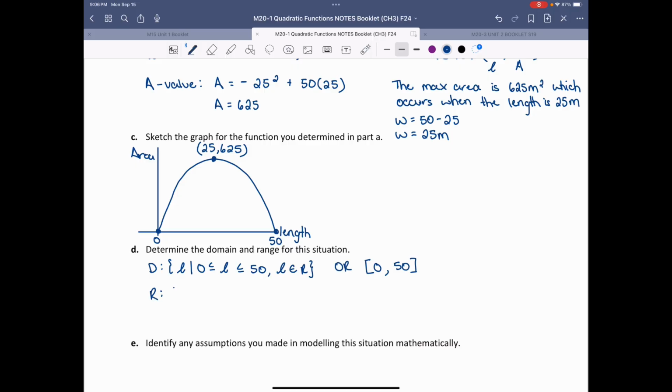Our range would be about the area, so A such that the area has to be between 0 and our max of 625. So 0 is less than or equal to A is less than or equal to 625, A in the reals. Or if we were writing it in interval notation, again we'd have square brackets because 0 is included, then comma, 625, and square brackets because 625 is included.